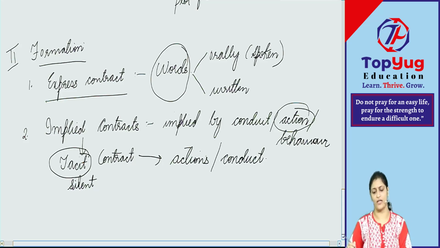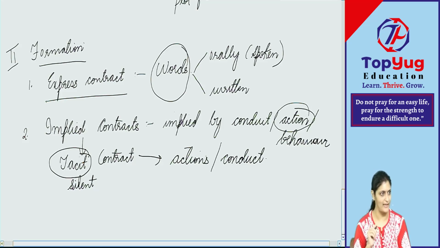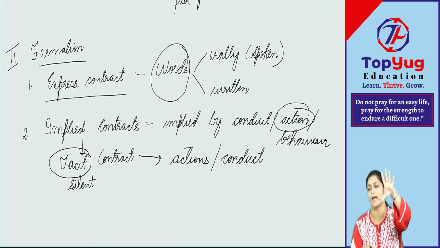If I give you another example for this implied and tacit contract: you want to withdraw some money, so you go to the ATM machine, use the card, and insert the card. Are you telling the machine, please give me 10,000 rupees? Are you speaking or writing anything? No. What are you doing? You are performing some action. Because of that action, a contract is entered between you and the bank.